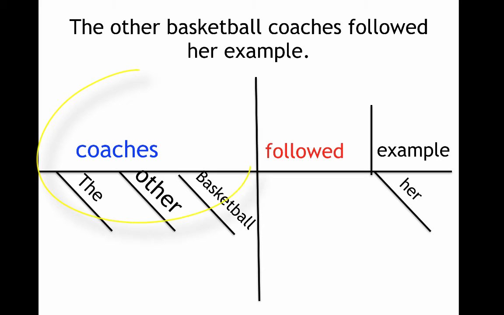Now, the whole left part of the sentence here that I'm circling, that is called the complete subject of the sentence. All the words that go with the subject. The other part that I'm circling right now is the complete predicate, followed her example. That is something that is going to be on your test. So make sure that you know the difference between complete subject and complete predicate.